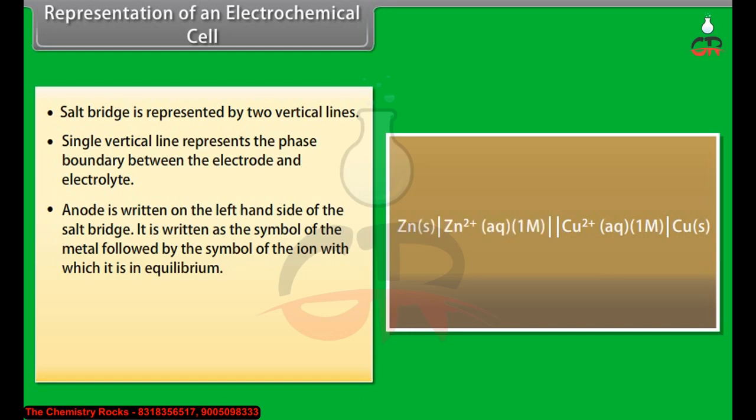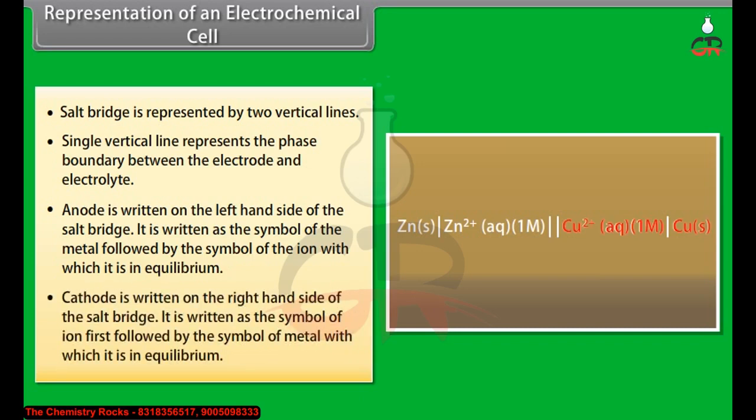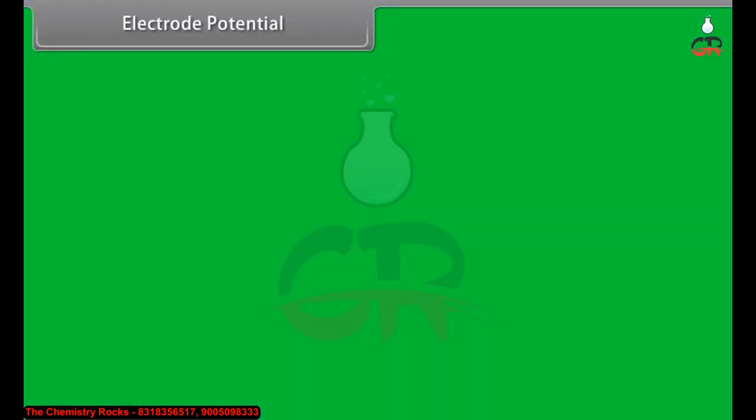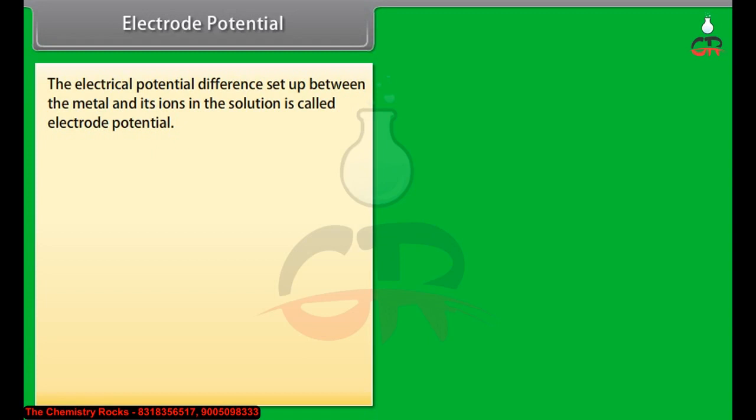Cathode is written on the right-hand side of the salt bridge. It is written as the symbol of ion first, followed by the symbol of metal with which it is in equilibrium. Electrode potential. The electrical potential difference set up between the metal and its ions in the solutions is called electrode potential.